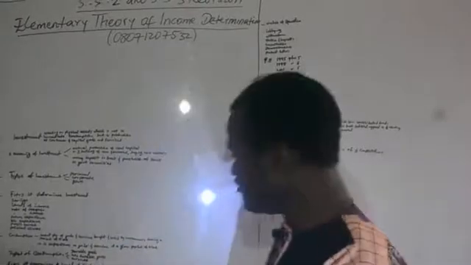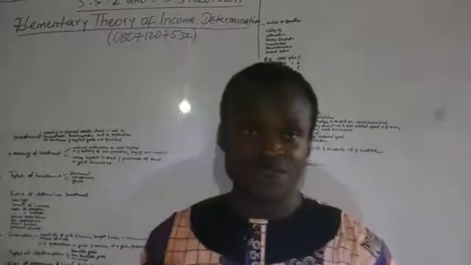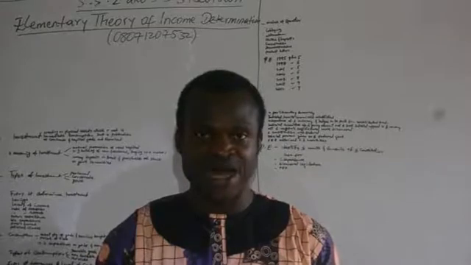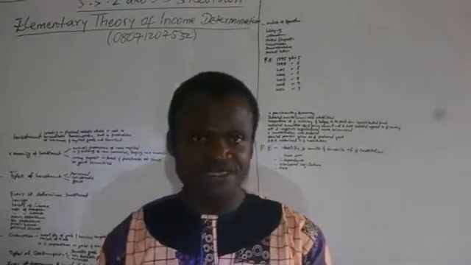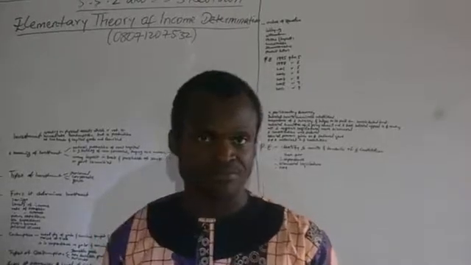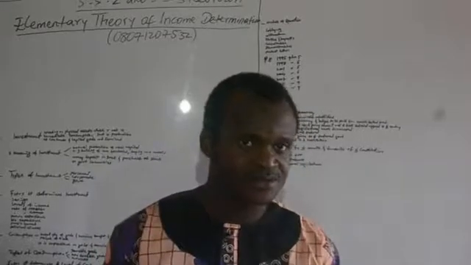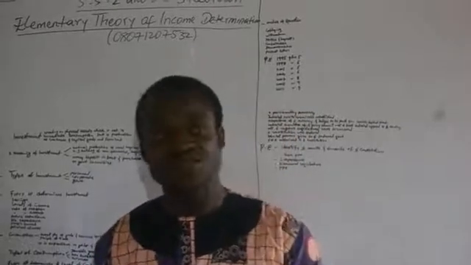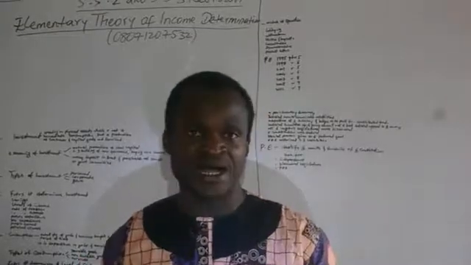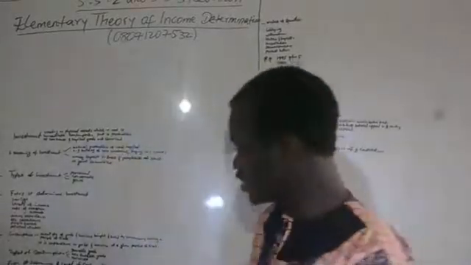And then number two, investment creates employment. And that employment is what gives rise to income. When there is no investment, there will be no employment. And when there is no employment, income will not be there on the part of those that are the employees. So investment and income go together.